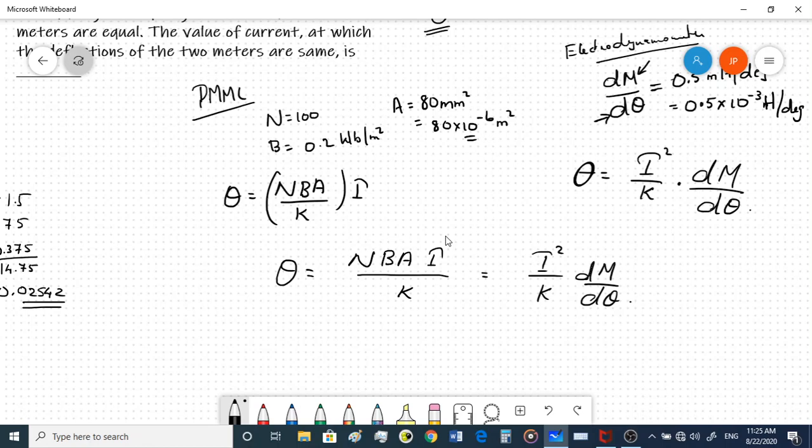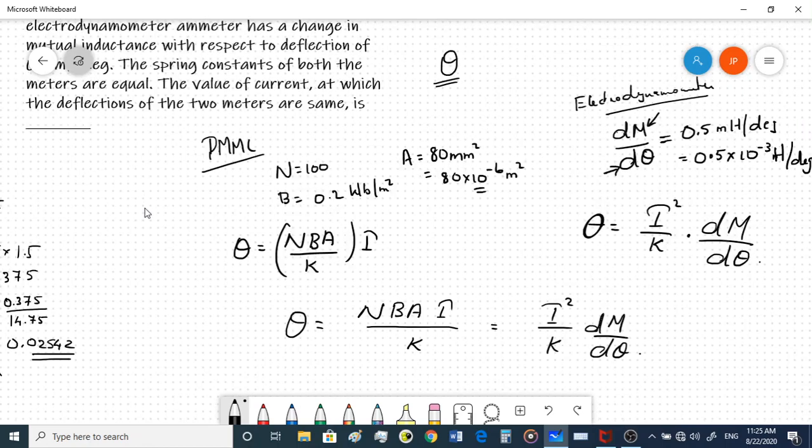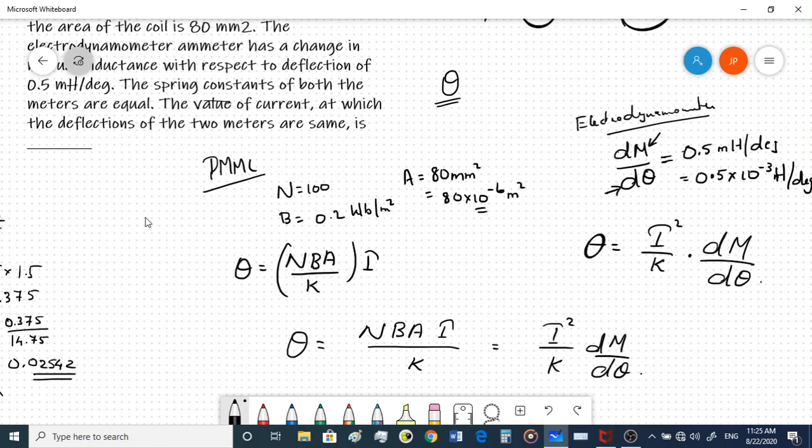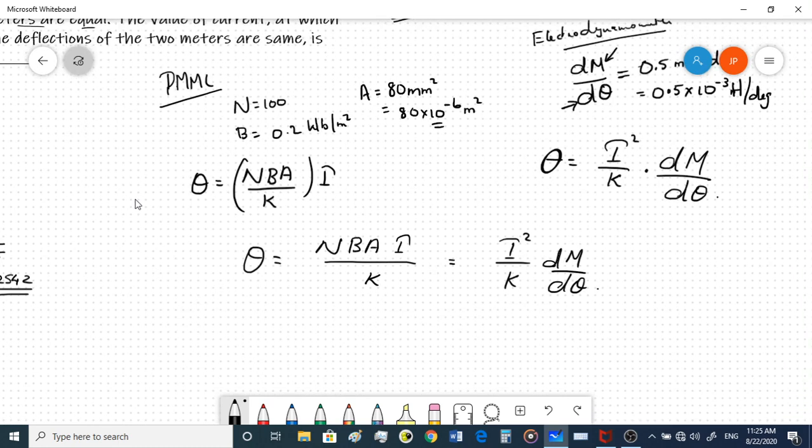In the question, it is also given that the spring constant of both these meters are equal, which means that this K corresponding to PMMC and the K corresponding to electrodynamometer type instrument, both are same. So you can cancel these out, right? Both are on the denominator of the two expressions, so you can cancel these out.